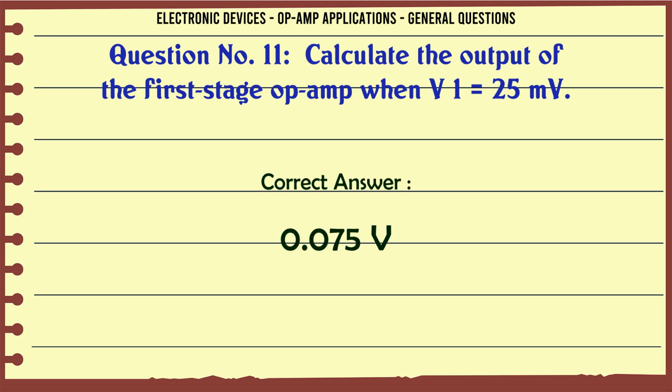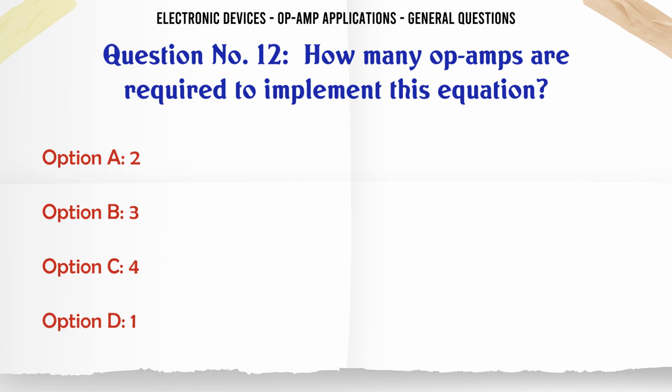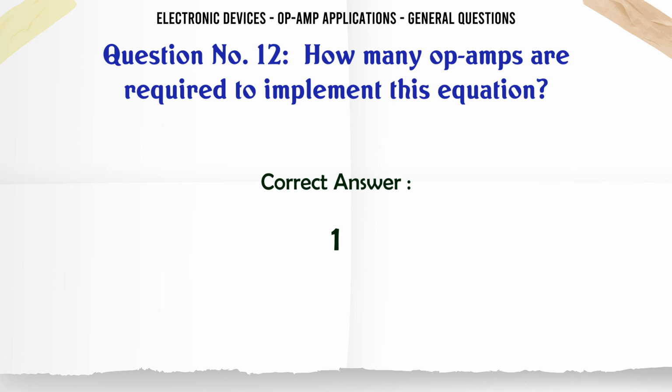0.075 V. How many op-amps are required to implement this equation? A: 2. B: 3. C: 4. D: 1. The correct answer is 1.